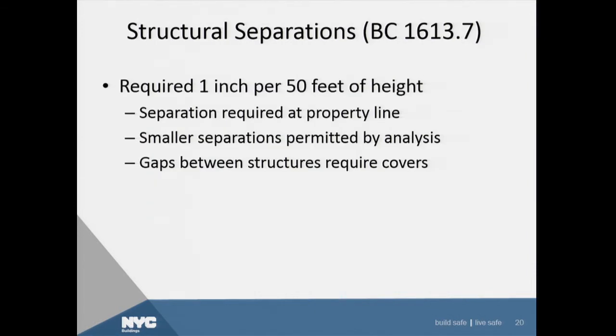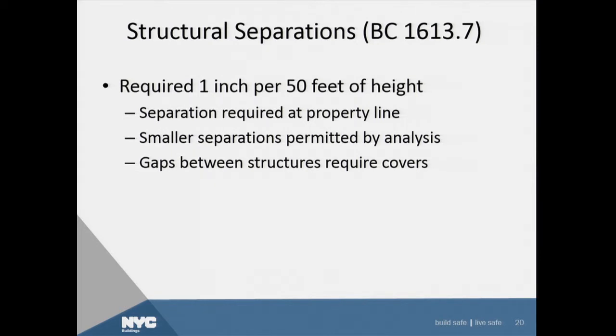Structural separations was a topic that was debated greatly. This is the requirement to provide a joint in between two adjoining buildings to prevent pounding should we have an earthquake event. Our committee worked on this greatly, and again, they reiterated some of these requirements, but basically 1 inch per 50 feet of height is the required separation between new construction, and the separation is required at the property line, not just to the adjacent construction.